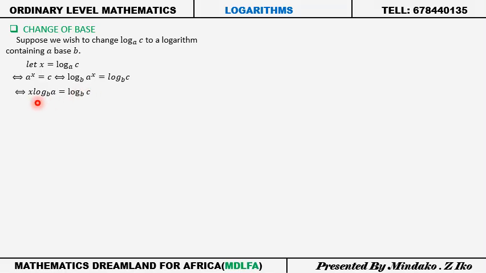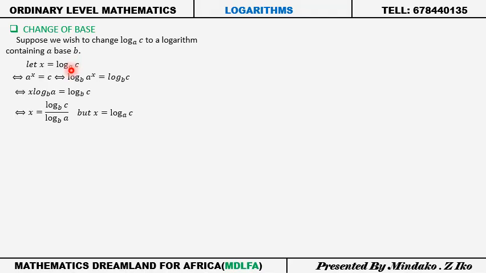Okay, now we can divide all through to make x the subject. So if we divide all through, at the end of the day, we are going to have that x equals log of c to the base b divided by log of a to the base b. But actually we know what our x is. Our x is the log of c to the base a.